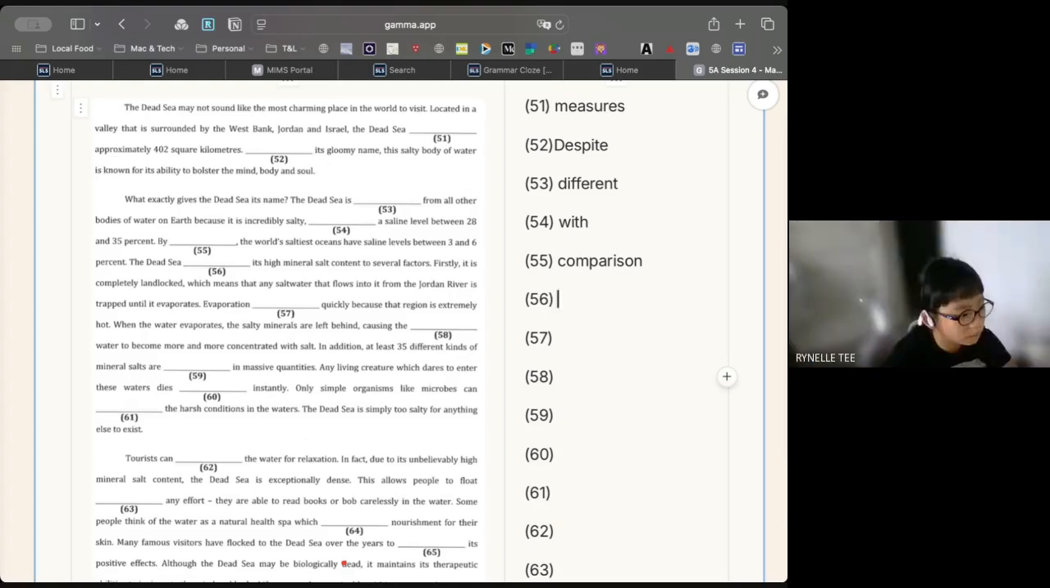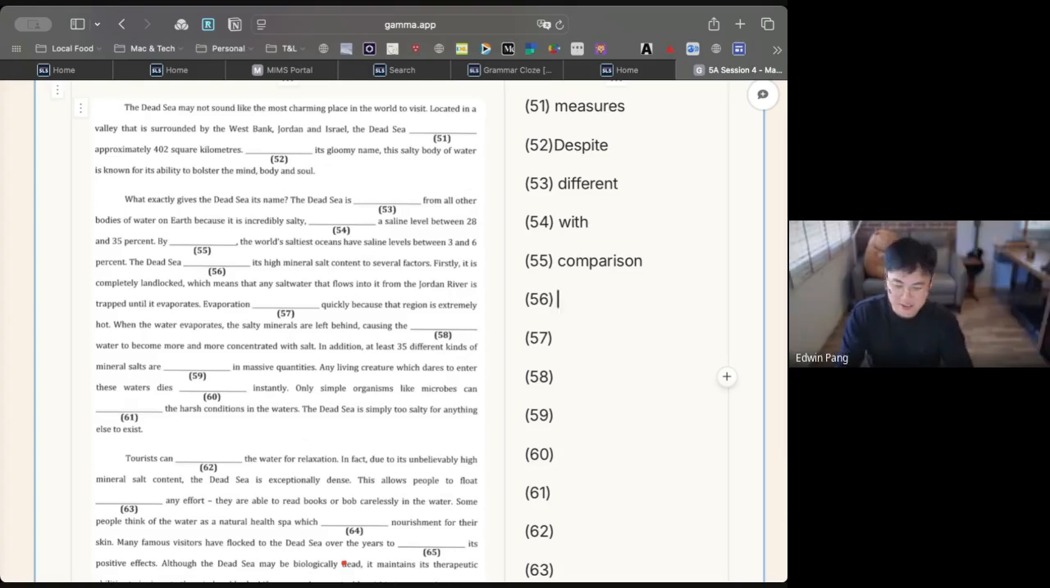Spread. No. Okay, it owes its high mineral content to several factors. You owe something to something else. You owe money to this loan shark. Got it? You owe the high mineral content to several different reasons. You owe it to several different reasons.